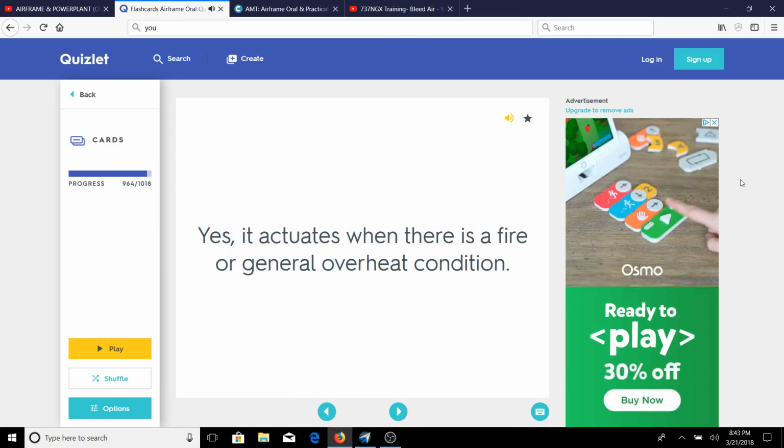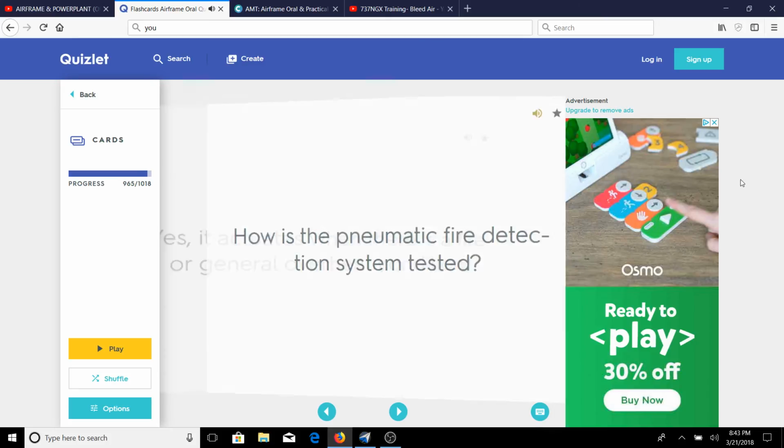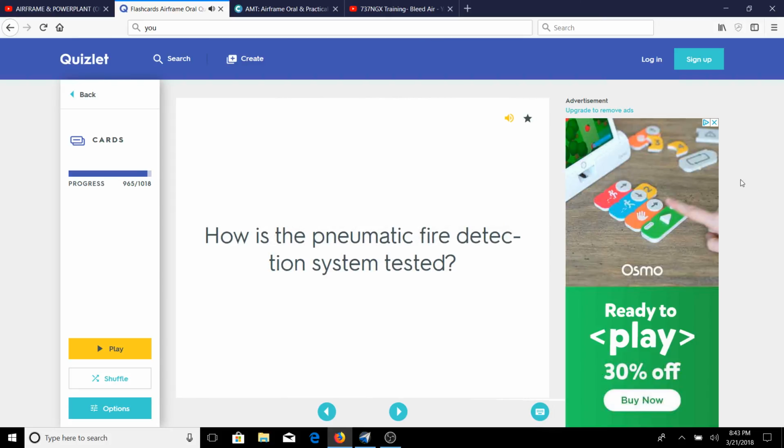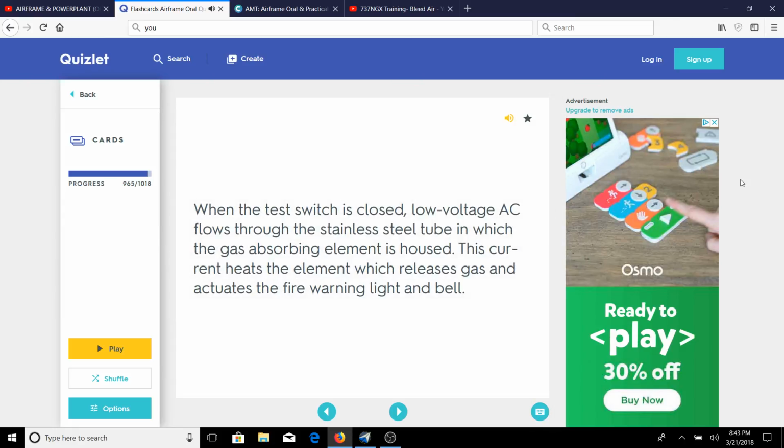Yes, it actuates when there is a fire or general overheat condition. How is the pneumatic fire detection system tested? When the test switch is closed, low voltage AC flows through the stainless steel tube in which the gas-absorbing element is housed. This current heats the element, which releases gas and actuates the fire warning light and bell.